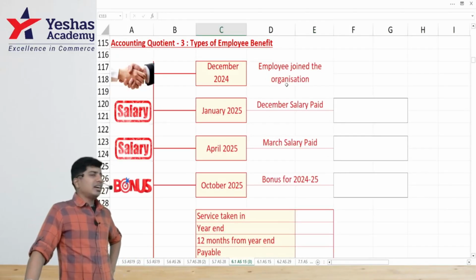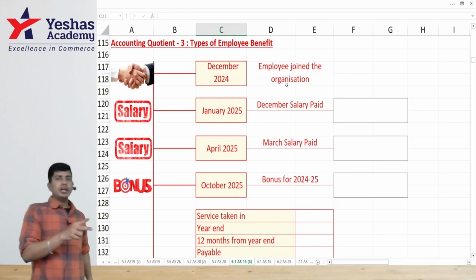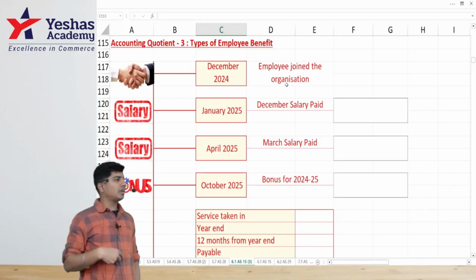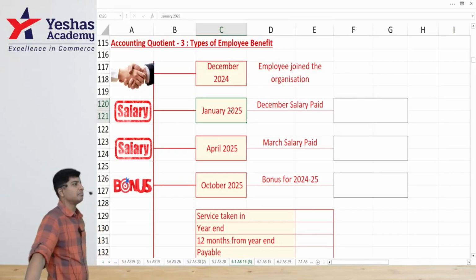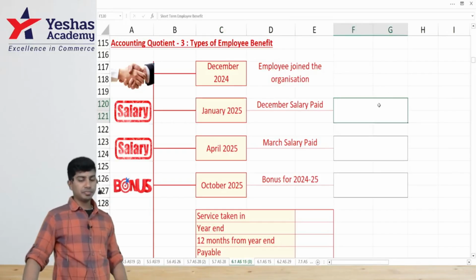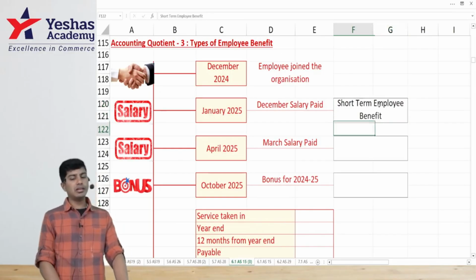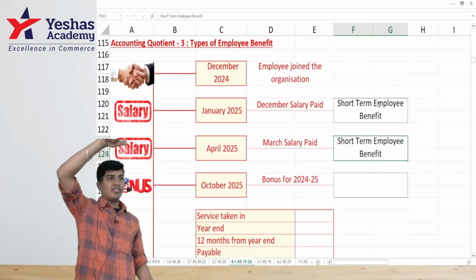You sign the employer-employee relationship. The agreement happened when? When did you join the employment? Sorry, when did you take the employee? December 2024. You are giving January salary for December month. Short term, long term? Very nice. You give March salary in April. Short term. You're giving bonus for the service given in the year 24-25.